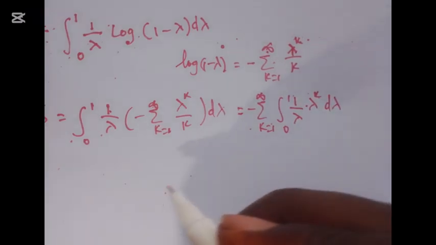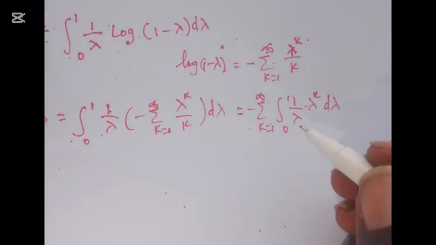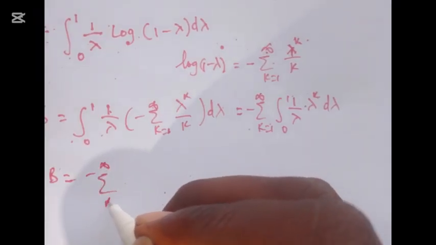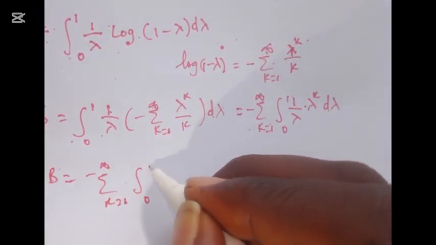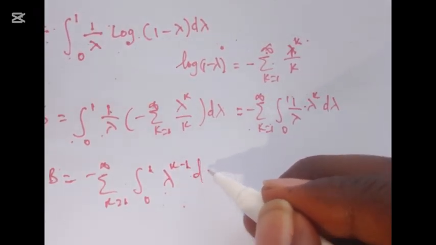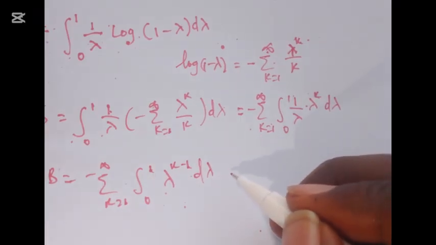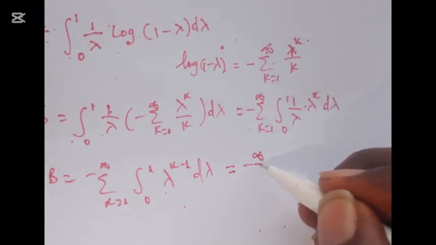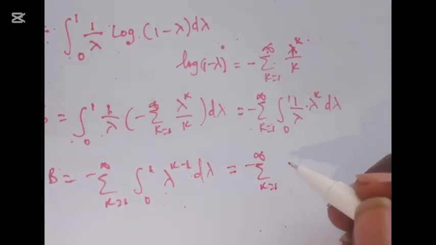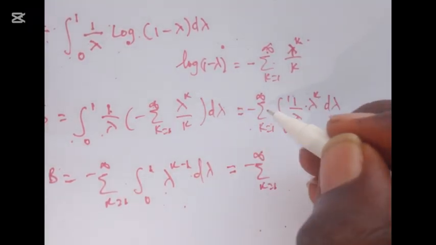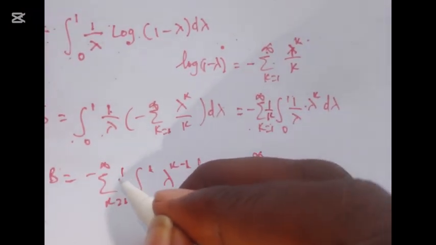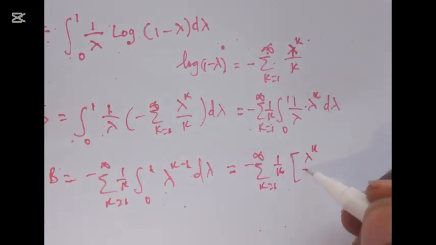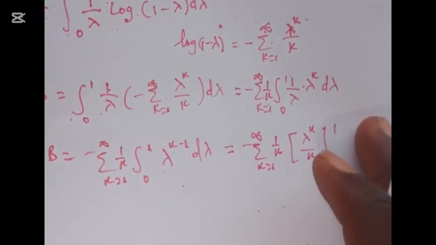Then if you make use of the law of indices, lambda raised to the power of k over lambda will be lambda raised to the power of k minus 1. So we have B equal to negative the sum of k from 1 to infinity of the integral from 0 to 1 of lambda raised to the power of k minus 1, d lambda. We already solved this earlier in integral A, which is lambda raised to the power of k over k. Sorry, don't forget this 1 over k; we forgot to put it out. Very sorry for that. So we have 1 over k times lambda raised to the power of k over k, then you apply the limit 0 to 1.